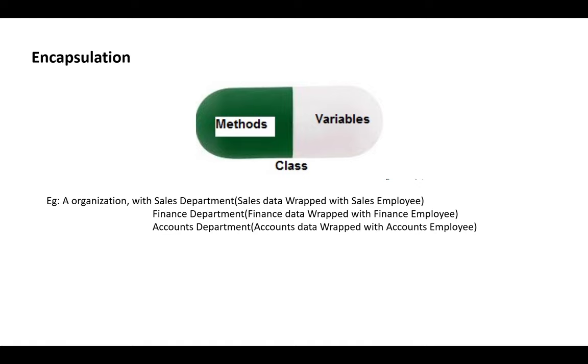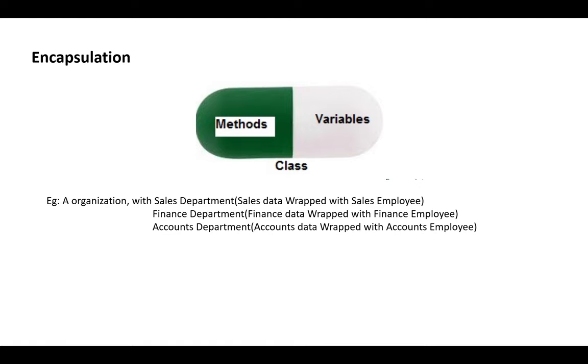But just think that there comes a situation wherein the finance employee wants to access the sales information, but he cannot directly access it because he does not have those access rights. So he needs to talk to the sales department employee, and then he can access it. So this way the sales data is encapsulated or wrapped with the sales employee itself. This is what data encapsulation or the encapsulation feature is, which promotes data security.